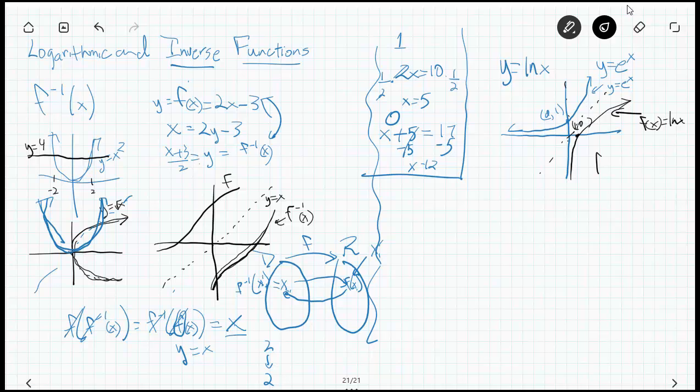If I want to move it around, I'm not going to bore you with this, but if I take the natural log of, let's say, x minus 5, and I say plus 2, right? Now, remember, let me back up just a titch.